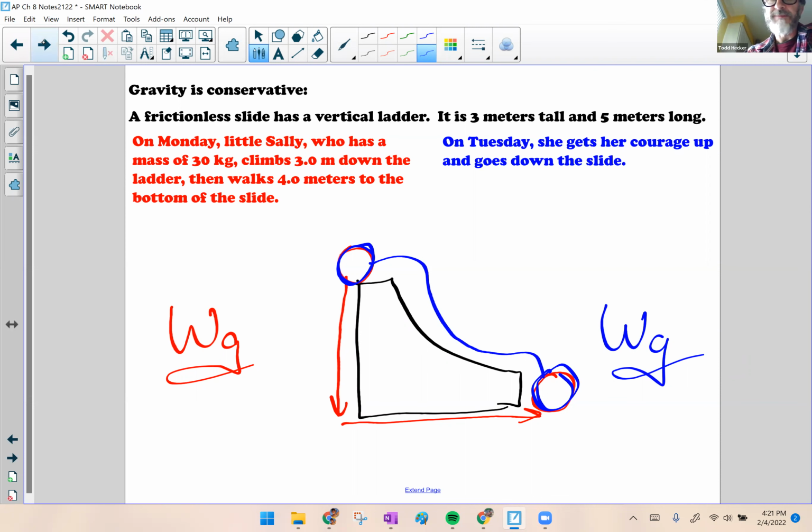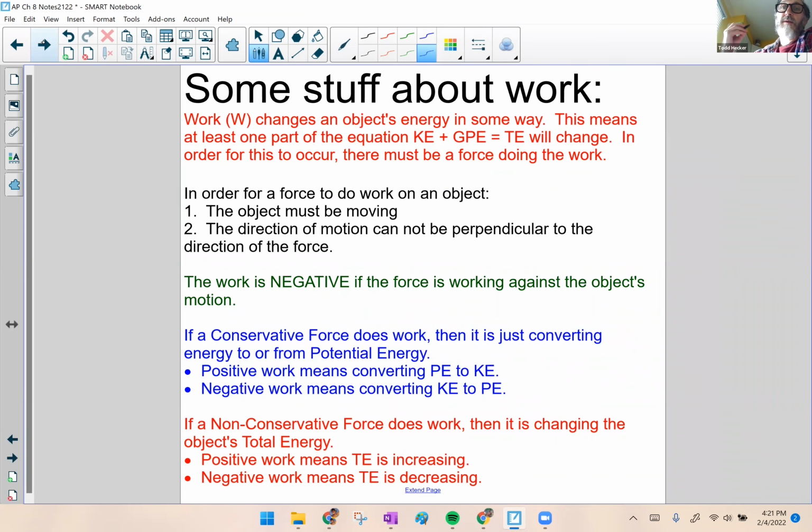All right, so how does all of this matter? When a force does work, it's going to change the energy in some way. We learned this last chapter. In order for a force to do work, the object has to be moving, and the direction of the motion can't be perpendicular to the direction of the force. Work is always negative if the force works against the displacement in some fashion.